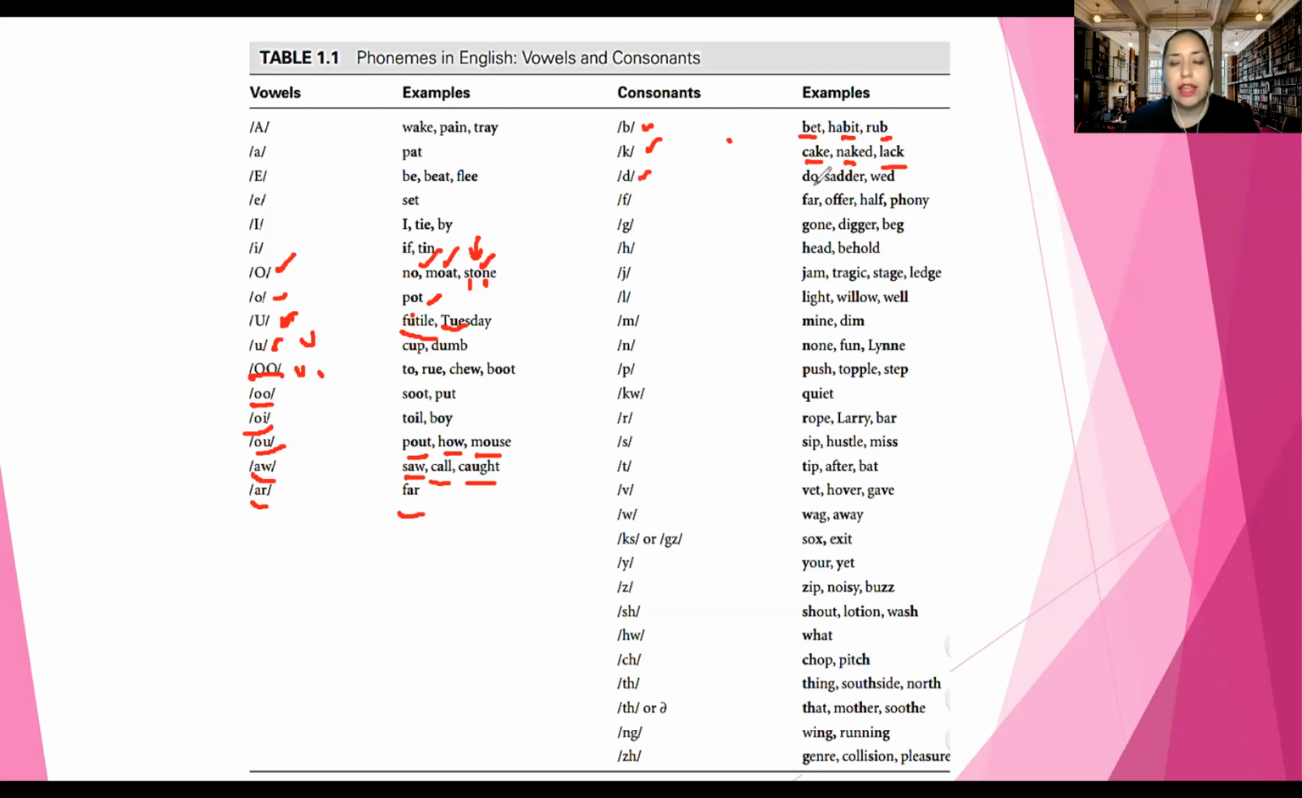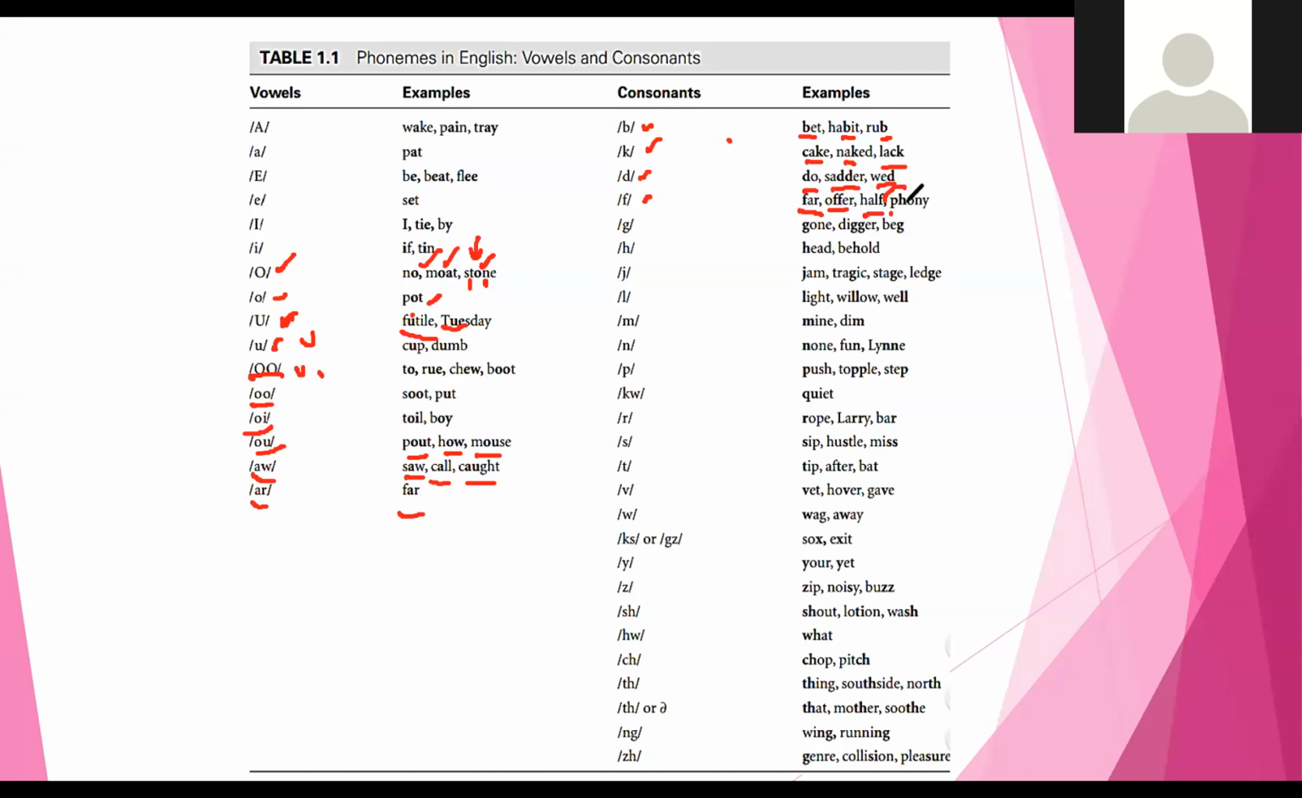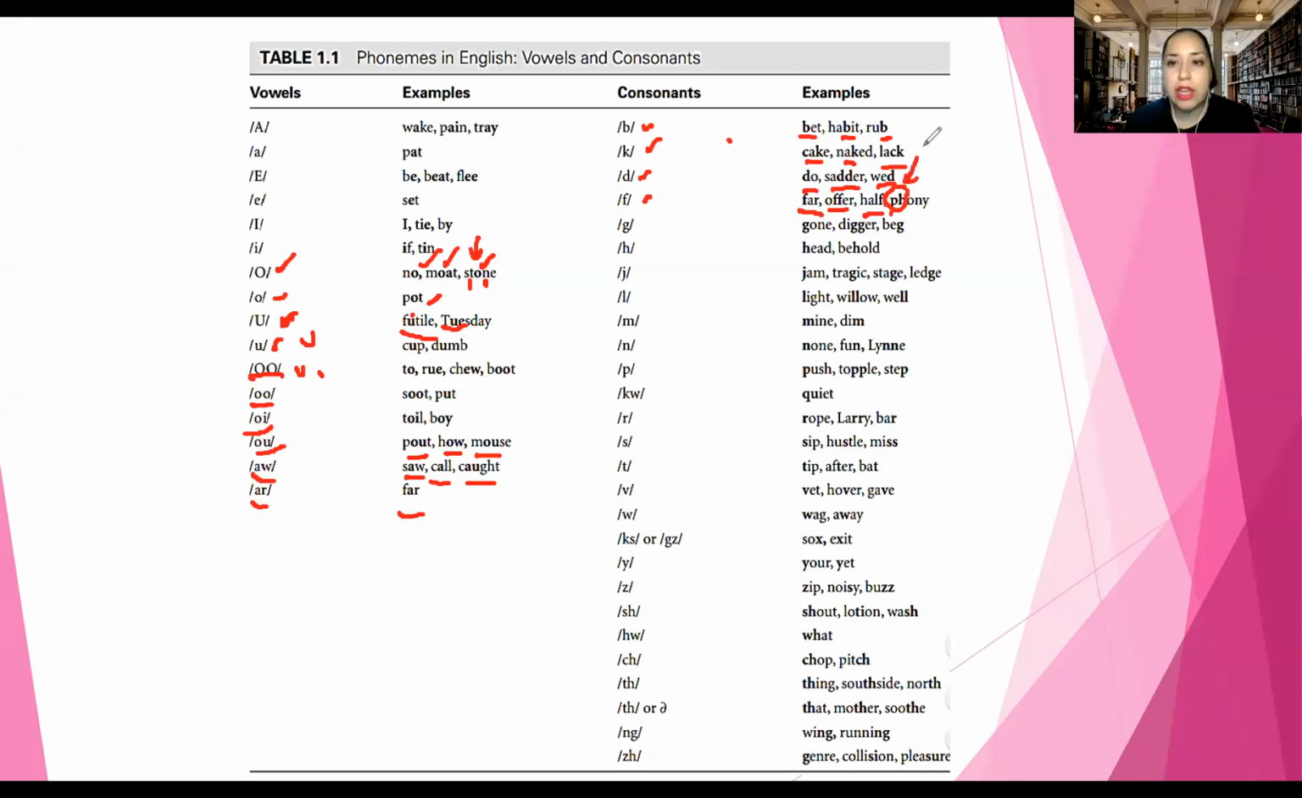D, the sound will be D: do, stutter, wed. With the F, it is F: far, offer, half. And whenever you have PH, the sound is F, like funny.